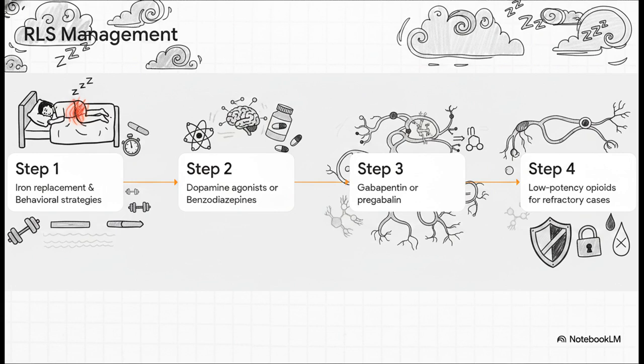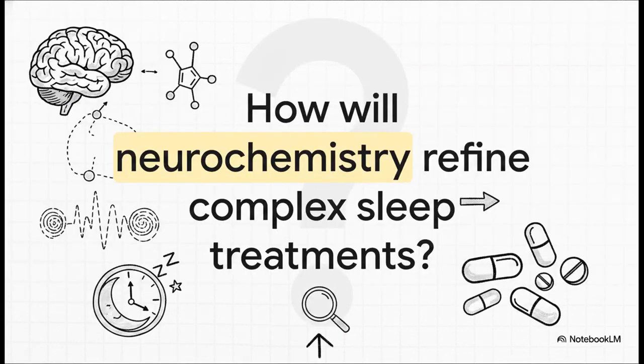Step 1 has to address the underlying basics, iron replacement and behavioral strategies. If those symptoms persist, Step 2 utilizes dopamine agonists like pramipexole or ropinirole or benzodiazepines. Step 3 introduces alpha-2 delta ligands such as gabapentin or pregabalin. And finally, for the most highly refractory cases that fail all those previous interventions, Step 4 allows for the careful escalation to low-potency opioids.